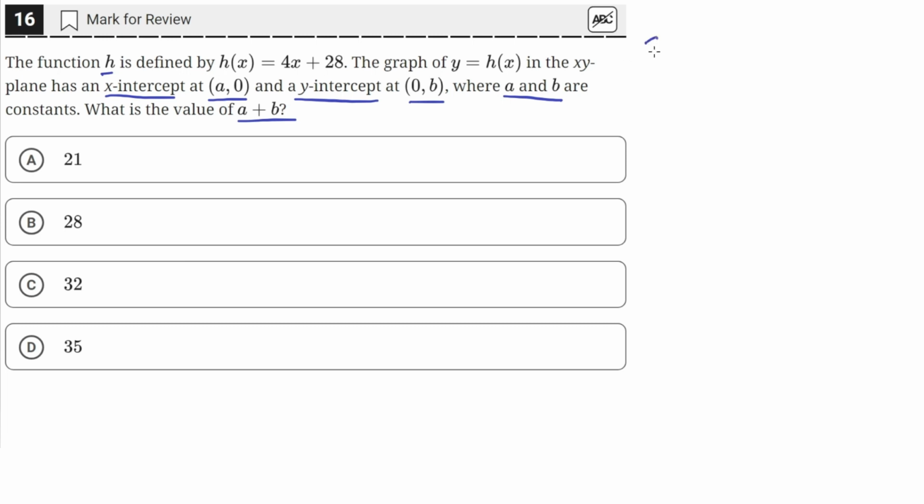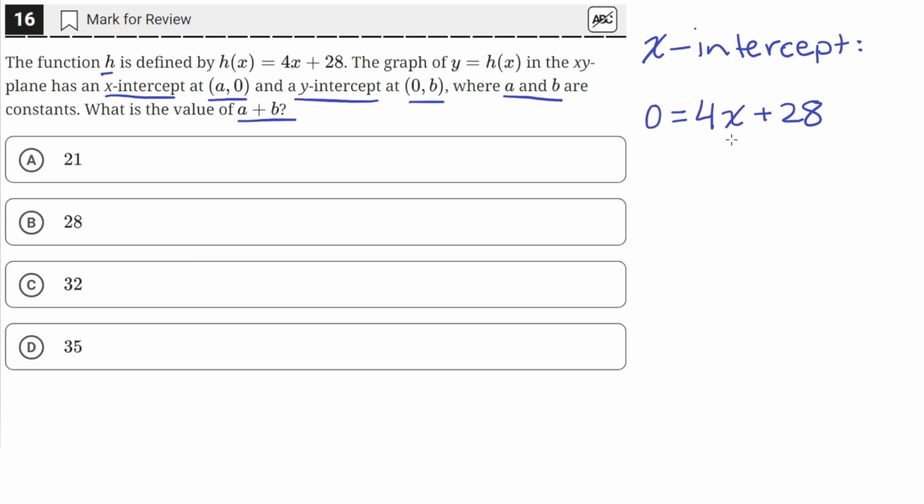So the x-intercept occurs when the value of y is 0. So then x will be equal to a in this case. So we just need to find the value of x when y, or h of x, is 0. So we'll just set h of x equal to 0 and solve for the value of x. So we'll be left with this equation here.